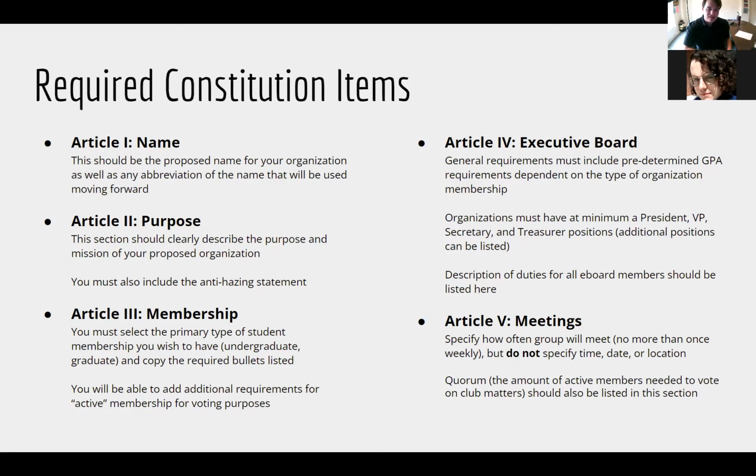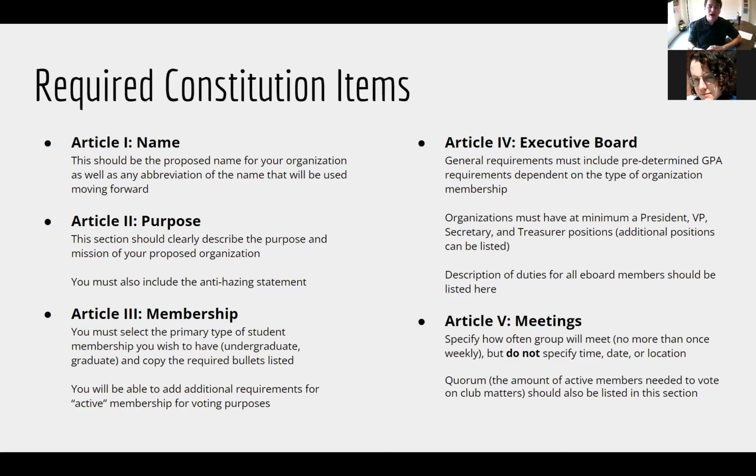Article 2 is the purpose. This section should clearly define the purpose and mission of your proposed organization. And you must also include the anti-hazing statement, which will be in the model. And this purpose should really be what you wrote in step 1 for your statement of purpose, with any changes that were needed.